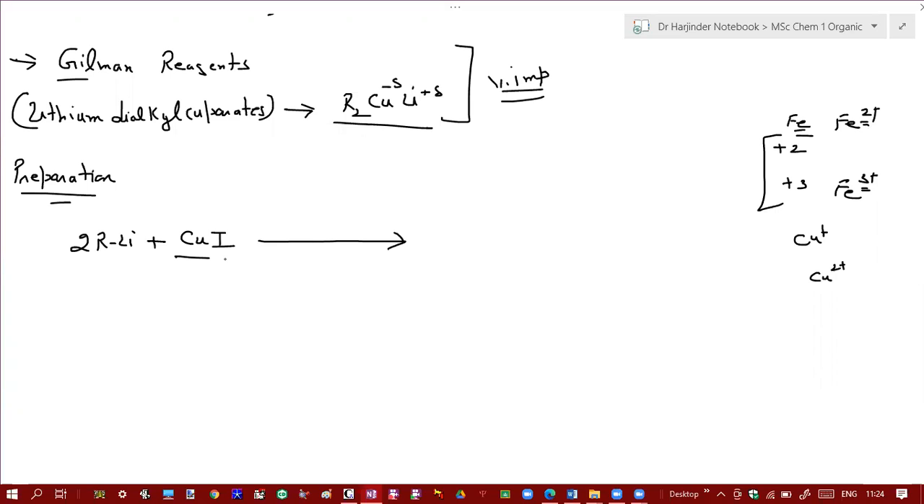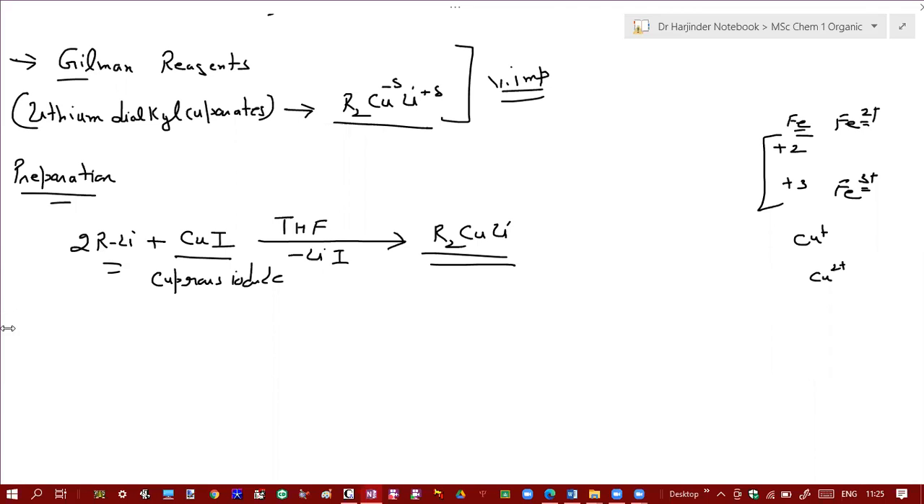Yes, so here it will be cuprous iodide or cupric iodide? Cuprous iodide. So when you treat it with cuprous iodide in the presence of some solvent like THF, there is a loss of lithium iodide and you get this dialkyl lithium cuprate. So they can be prepared from the alkyl lithium compound by treating them with cuprous iodide in THF with the loss of lithium iodide.